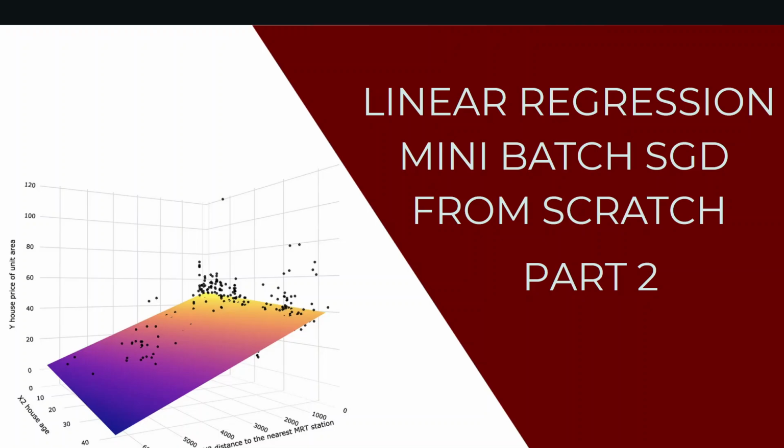So in this video, I am going to implement linear regression with mini batch stochastic gradient descent. In the previous video, I implemented linear regression with normal gradient descent.